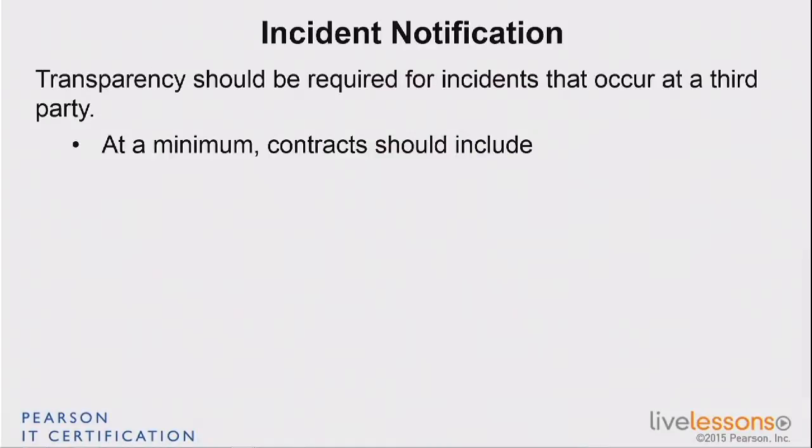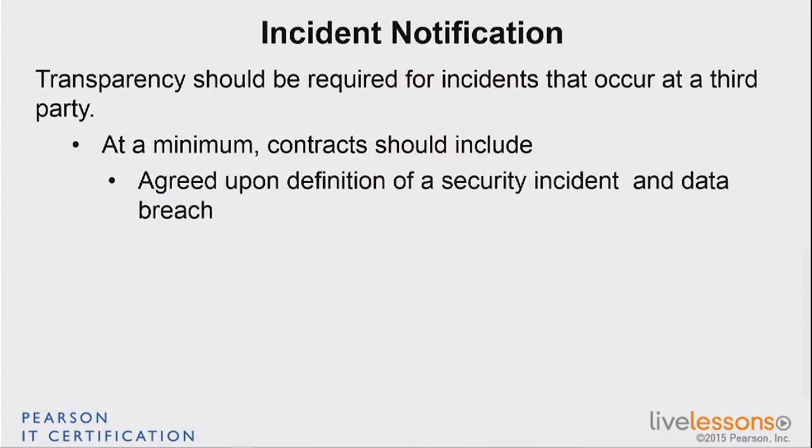So at a minimum, contracts should include an agreed-upon definition of a security incident and a data breach. So those are two separate things. A security incident could just be suspicion of an event. A data breach is generally defined as an unauthorized party has access to data or the data has been exposed to unauthorized parties. We should have an incident notification timeframe.